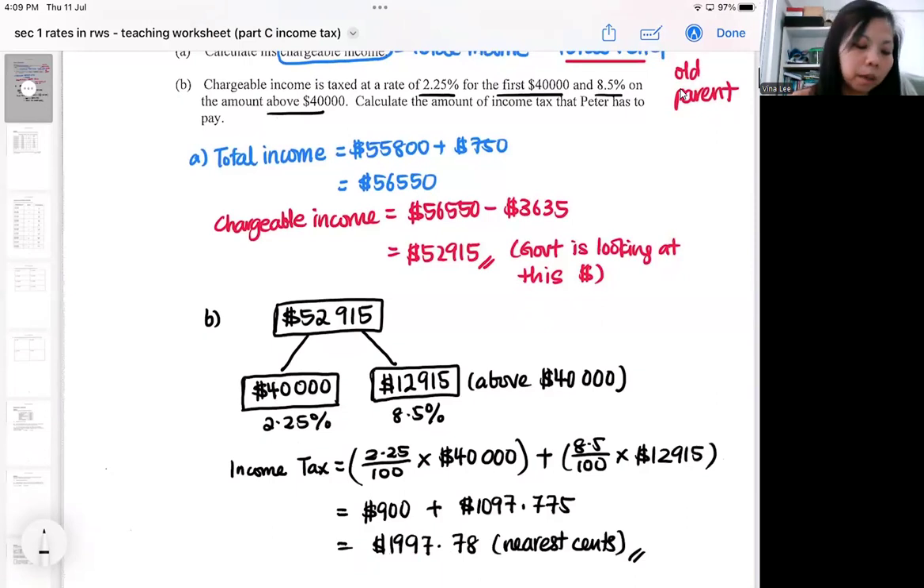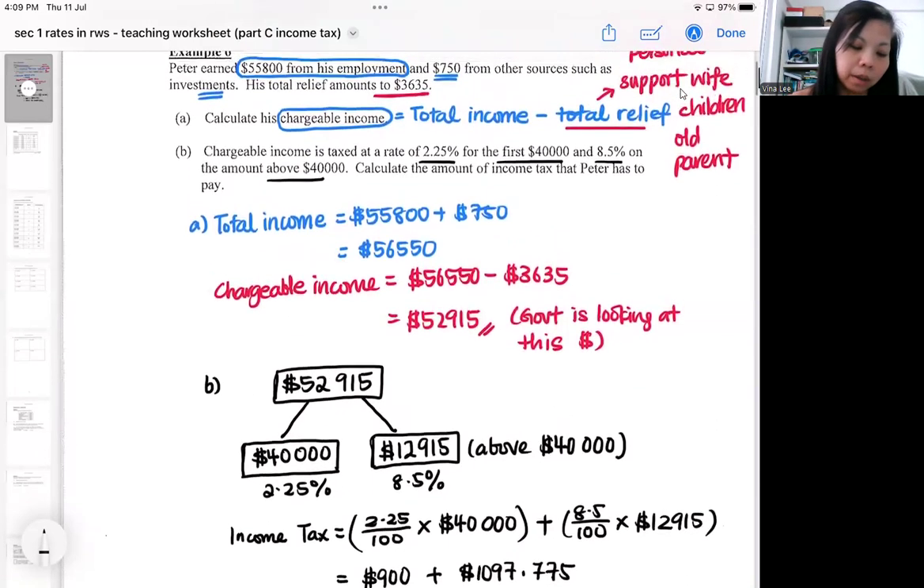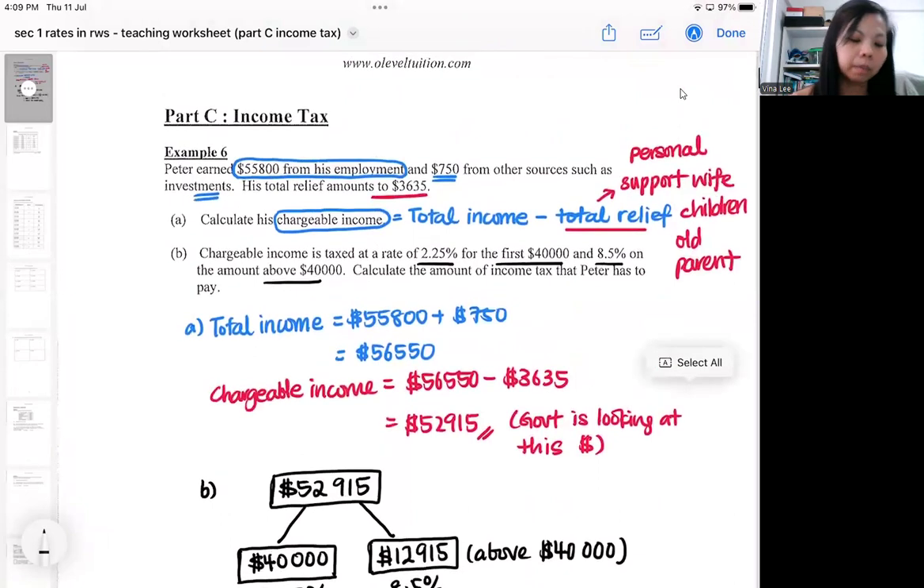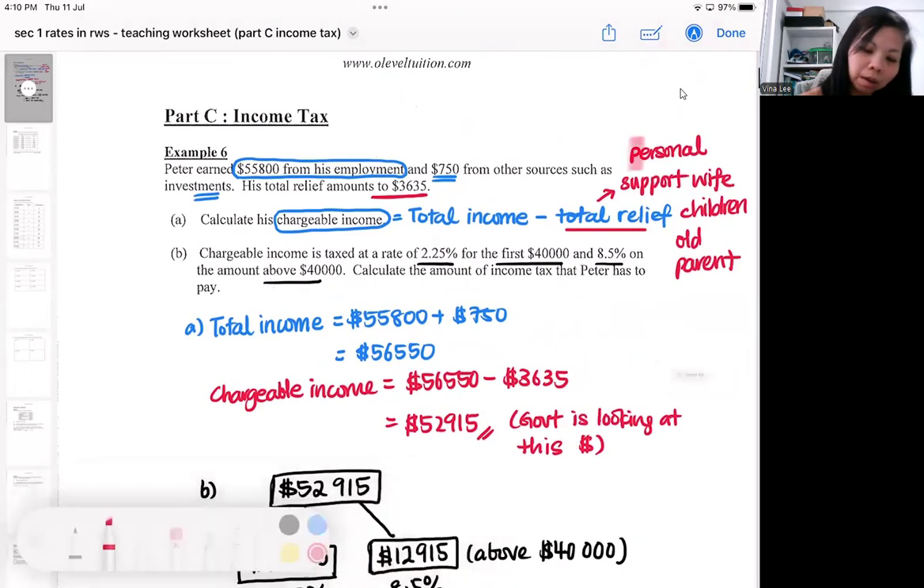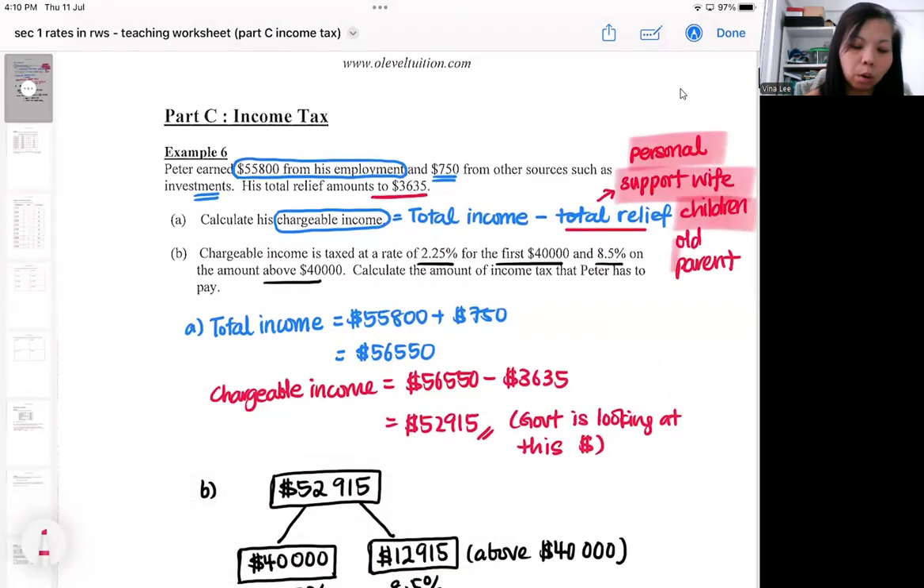Okay, so from here, you're supposed to know something called chargeable income. Chargeable income has the formula of total income minus total relief. Total income is the money that you earn. You can have more than one source of income, that means more than one method of earning money. Relief is like a discount that the government gives you, because you need to support yourself. You need to support your wife, children, old parents. Because of this, they give you some discount from your income, so they don't tax you so much.